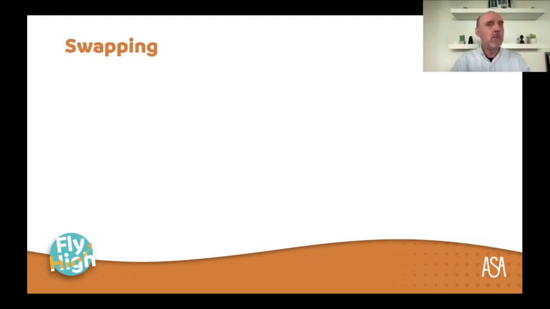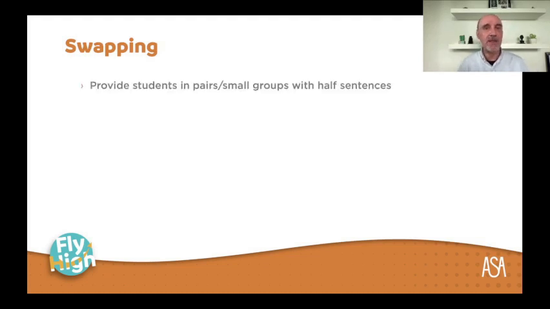Swapping, on the other hand, is a little more calm, it's a little more static, but there is interaction involved. Swapping is the type of exercise where students are going to have a little more thinking time, but they're also going to be sharing information and working with each other. The way I do it, I provide students in pairs or small groups, very often just in pairs, with a series of half sentences, using the grammar area that we're studying at that moment, of course. Students will work together in their pairs or their small groups to finish these sentences.